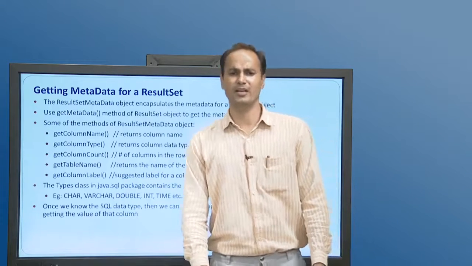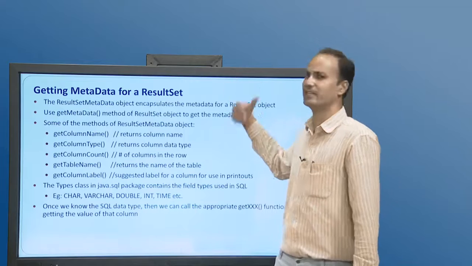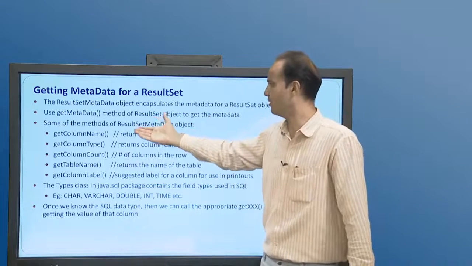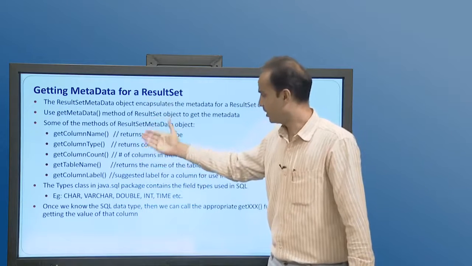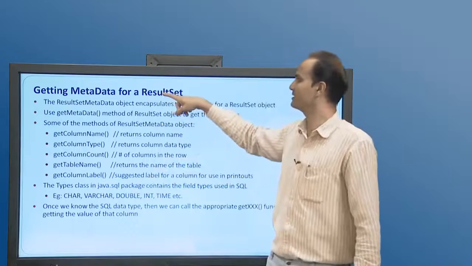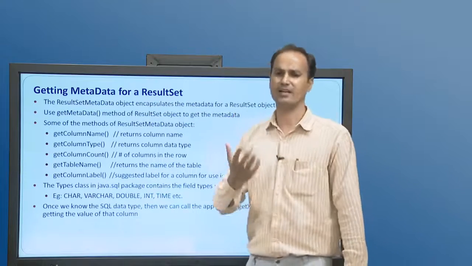Now, if you want to get metadata for a result set, that means we have a result set but we want data about data, such as the column name, column type, number of columns, table name, or column label, then we can use the methods of ResultSetMetaData and manipulate it. So this is all about JDBC, its drivers, classes, interfaces, different kinds of statements, methods of statements, ResultSetMetaData, and methods for manipulating result set data.